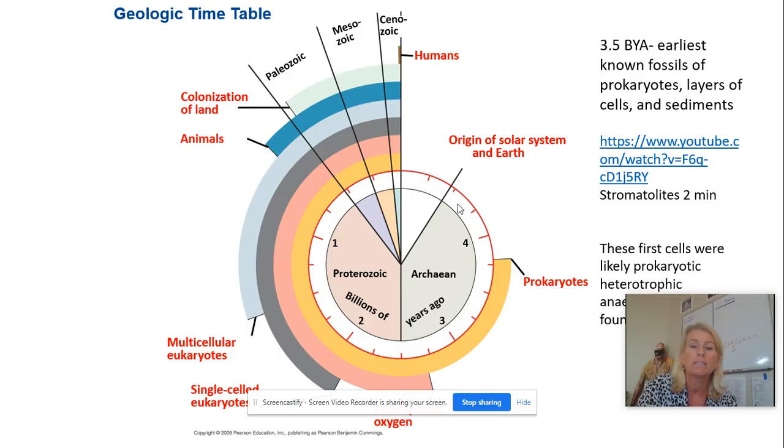If we take a look at this little clock here, we've got nothing going on, presumably, but really there was a lot going on. Prokaryotes, single-celled eukaryotes, and finally multicellular eukaryotes on the scene. A eukaryote has a nucleus and lots of membrane-bound organelles. So really for most of Earth's history, life was dominated by single-celled organisms.